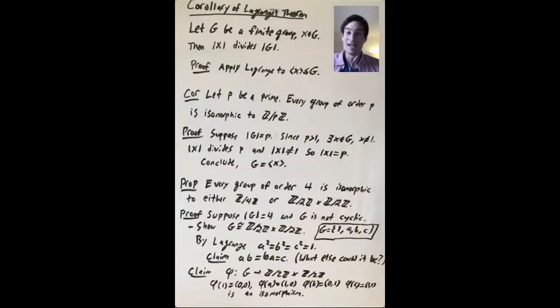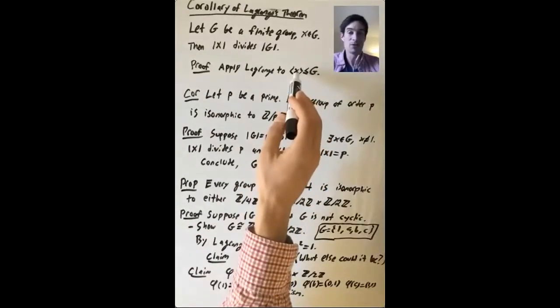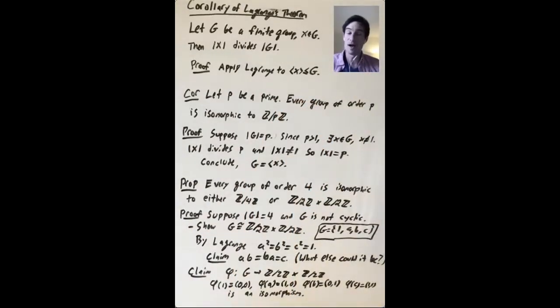And the proof is we're going to apply Lagrange's theorem to the cyclic subgroup generated by X. So Lagrange says that the order of the cyclic subgroup generated by X divides the order of G. But the order of the element X is the order of the cyclic subgroup generated by X.